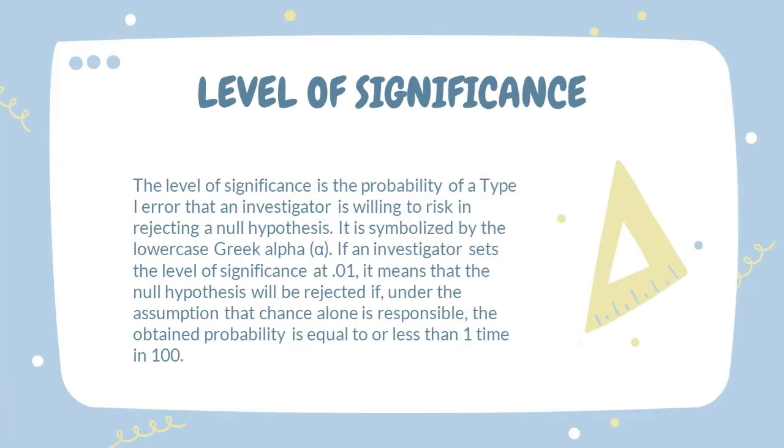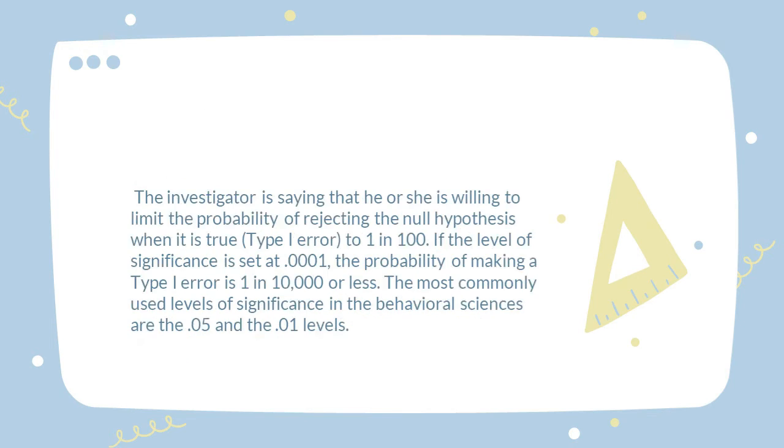Level of significance. The level of significance is the probability of a Type 1 error that an investigator is willing to risk in rejecting a null hypothesis. The investigator is saying that he or she is willing to limit the probability of rejecting the null hypothesis when it is true, a Type 1 error, to 1 in 100.